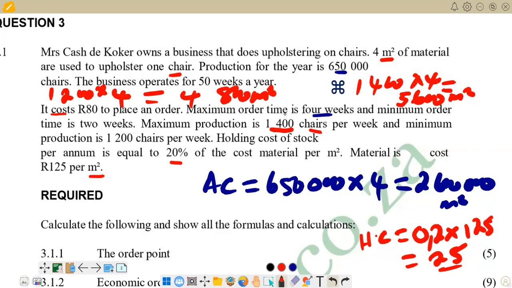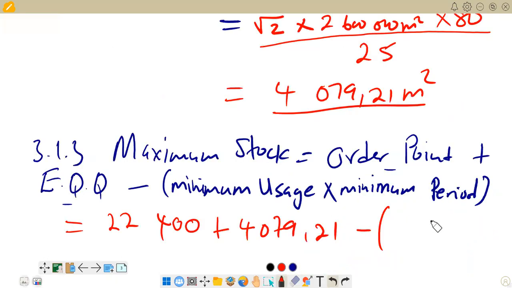So minimum usage 4,800. Then minimum order period 2 weeks, so it's going to be 4,800 times 2 in those brackets. So we go back there. Now we're saying 4,800, then you multiply by 2 in our brackets, 4,800 being the minimum usage, minimum period being 2. So that's what we have there.